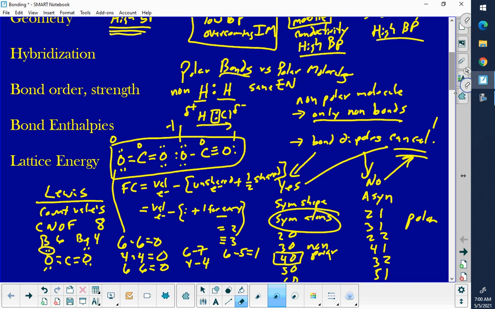Make sure you know this. Formal charge shows up all the time on the AP exam, and it's a piece of cake. You don't want to leave that point hanging. Make sure you understand formal charge.